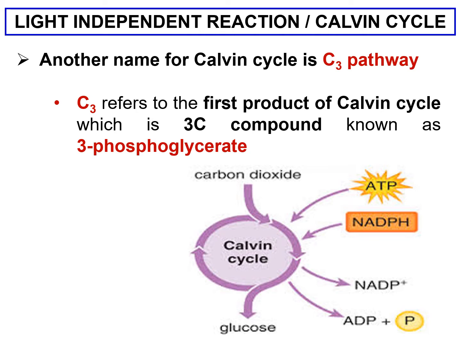The light independent reaction is also known as the Calvin cycle. Another name for the Calvin cycle is the C3 pathway. The C3 refers to the first product of the Calvin cycle, which is the 3-carbon compound known as 3-phosphoglycerate.